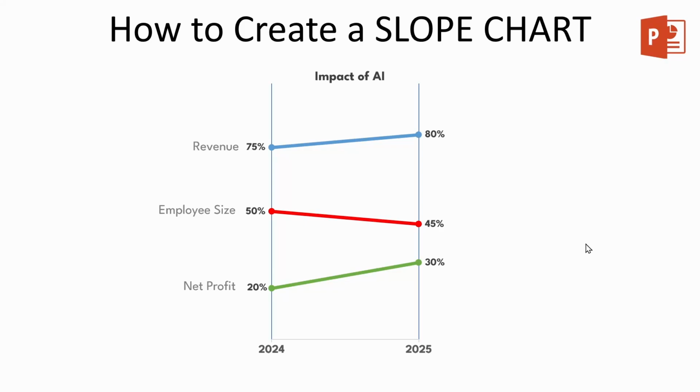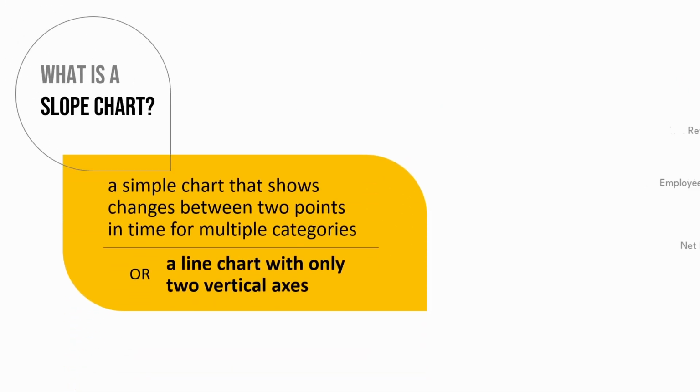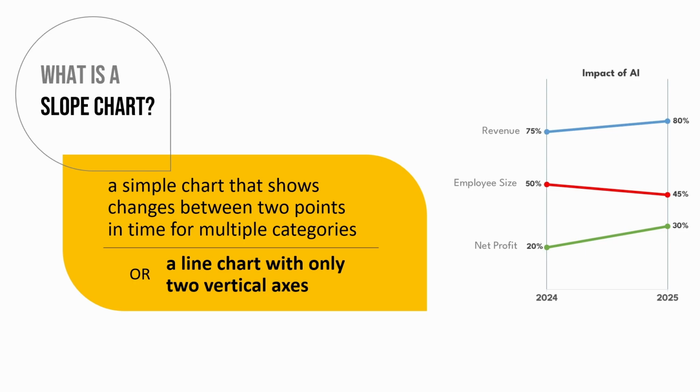Hi everyone, in this video we will look at how to create a slope chart. First, what is a slope chart? A slope chart is a simple chart that shows changes between two data points across multiple categories or time periods. It's basically a line chart.